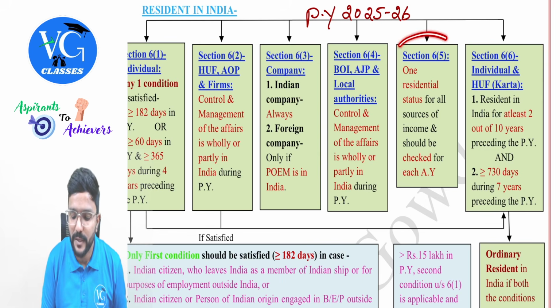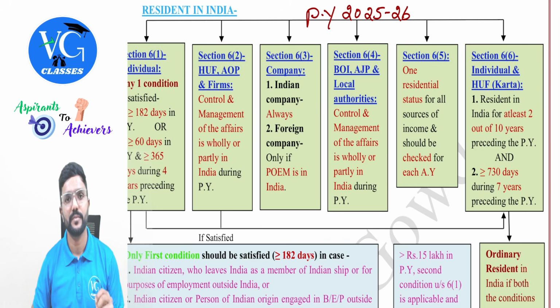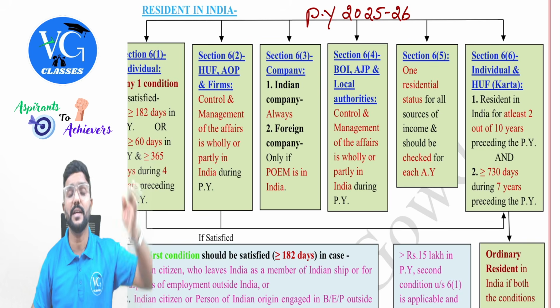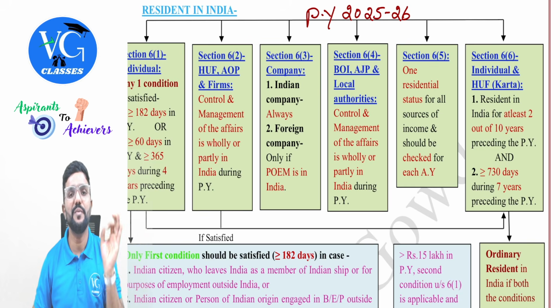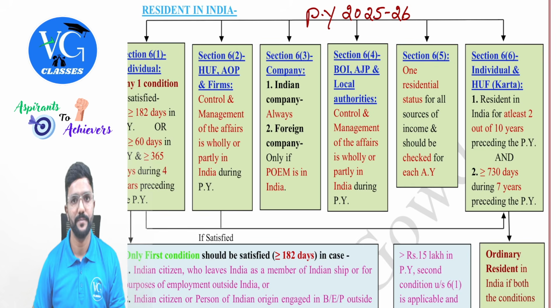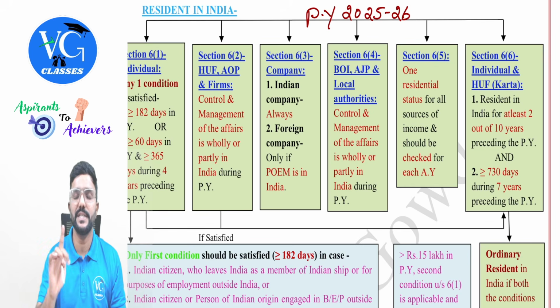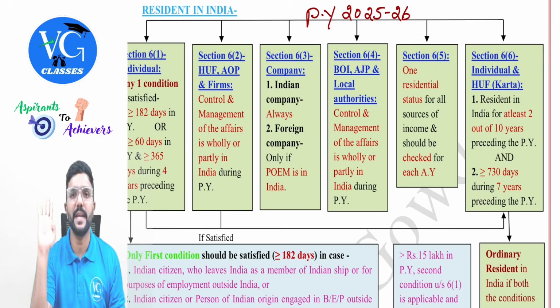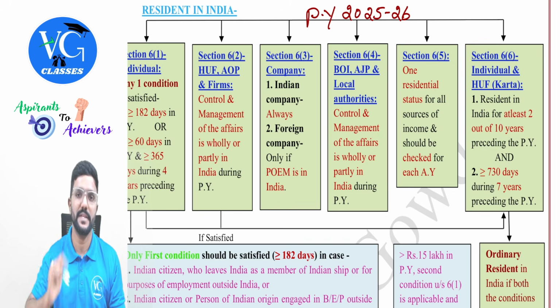Okay, sir. Then section 6, subsection 5 tells us there is one residential status for all sources of income. Now, an assessee might have income from different sources, or income under all the five heads. Should we check the residential status for each and every head or each and every source separately? No need, guys. There will be one residential status for the entire income of an assessee for one previous year.